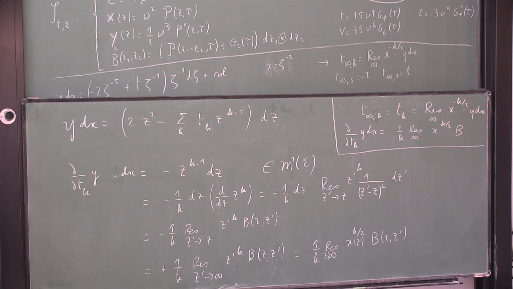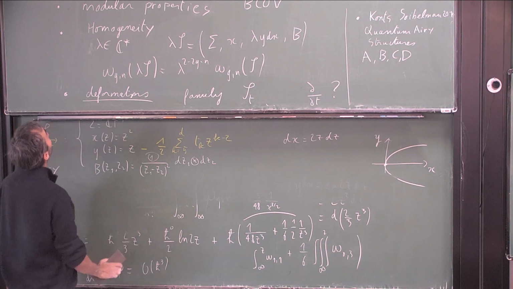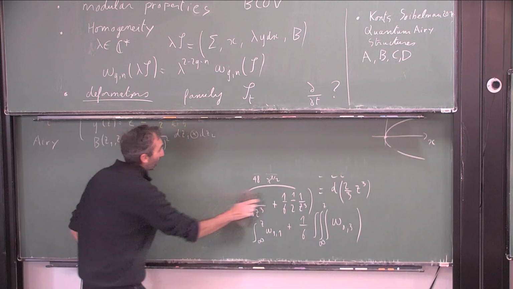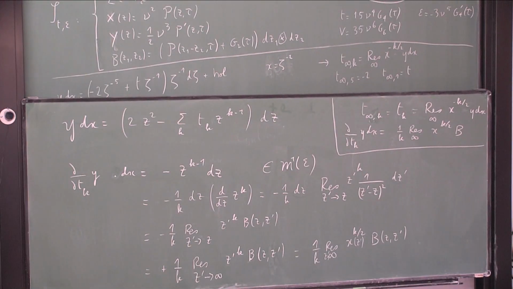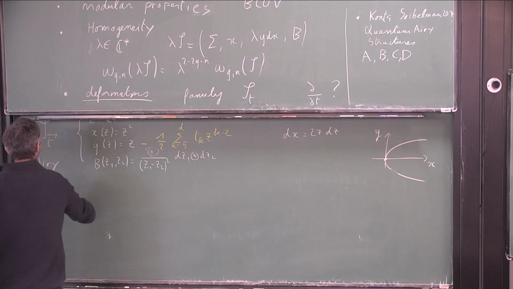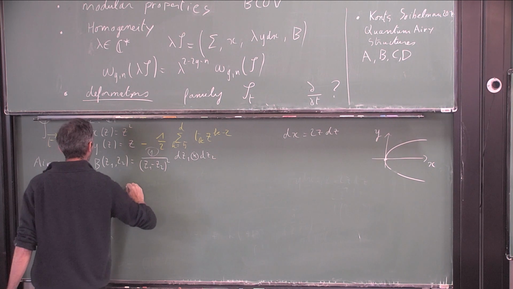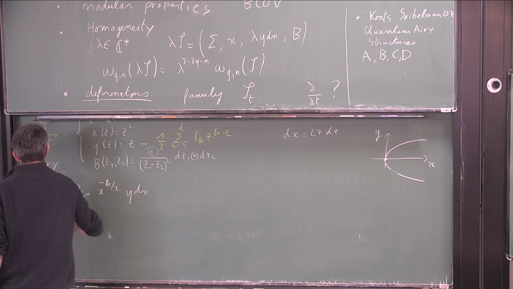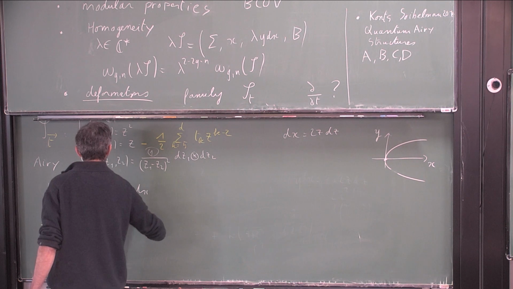So it may look a strange idea to write things in this way. I should have kept that here. This one equals residue at infinity of x to the k over 2 y dx, and d of y dx over dt_k equals residue of 1 over k x to the k over 2 times b.